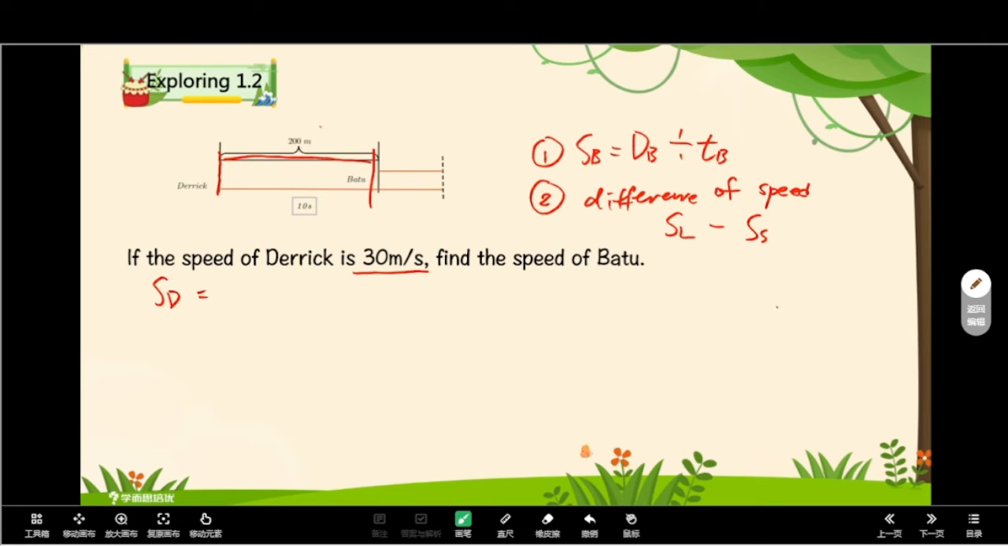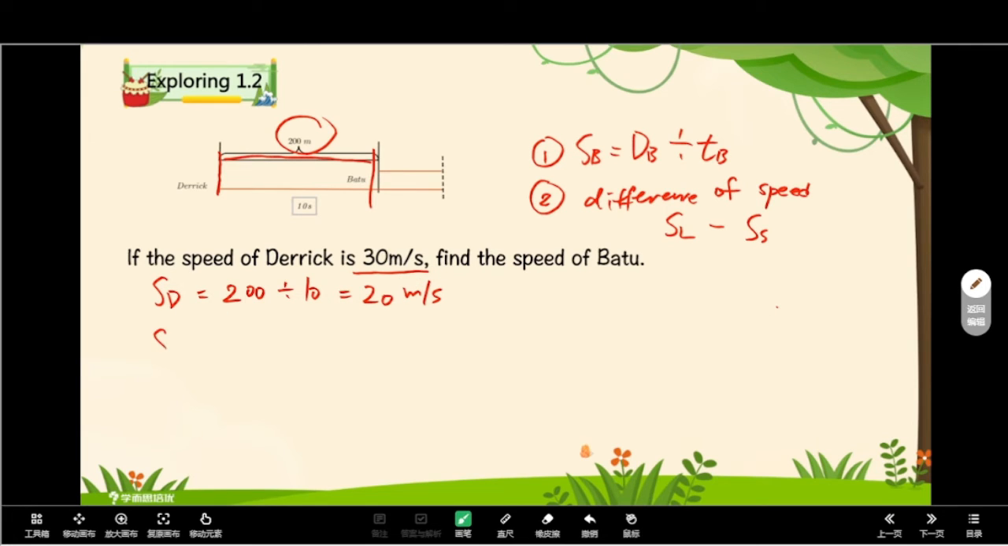That means it's 200 meters, and Derek takes 10 seconds to run 200 meters more than 巴图. So how about for 1 second, how many meters can Derek run more than 巴图? So you can use 200 divided by 10, which equals 20 meters per second. That is the difference of speed.